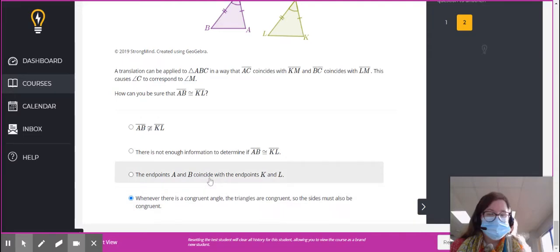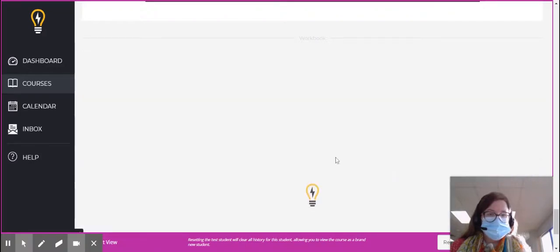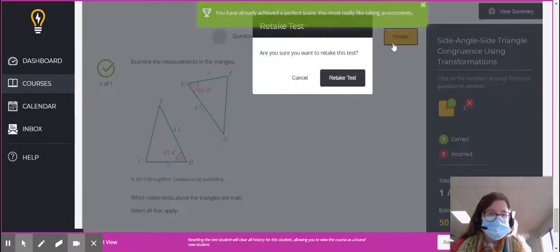And another answer that they've used popularly is this one. So I'm going to answer it with the one I have and see what they say. And if it's not that, I can go back in and I know that it's the coinciding part. See, retake.